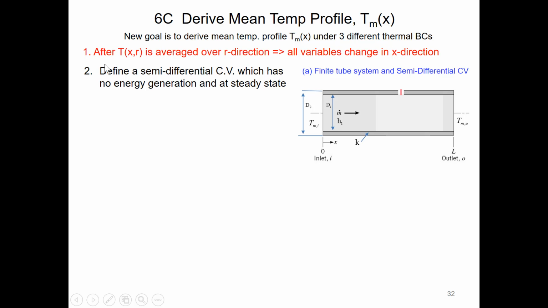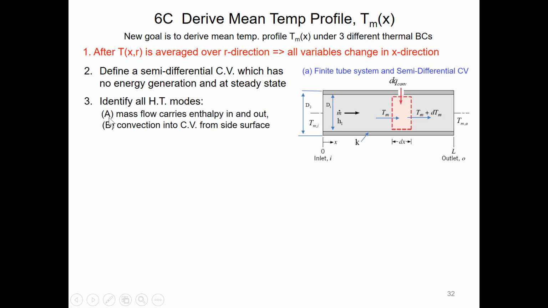1. Here is the fact. After the flow temperature is averaged over the X direction, all the physical variables, if they change, they only change in the X direction. Therefore, this provides us the foundation to define the semi-differential control volume, which has no energy generation inside, and it is at the steady state.